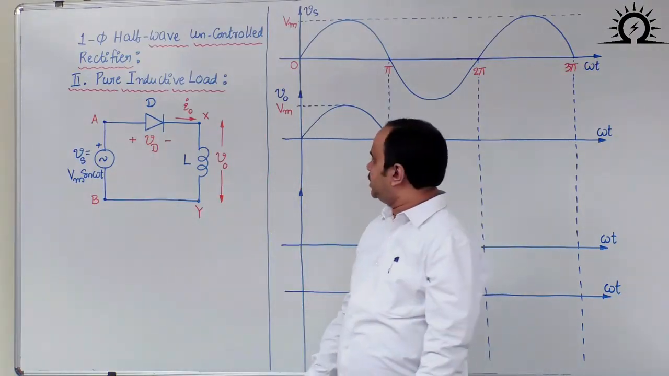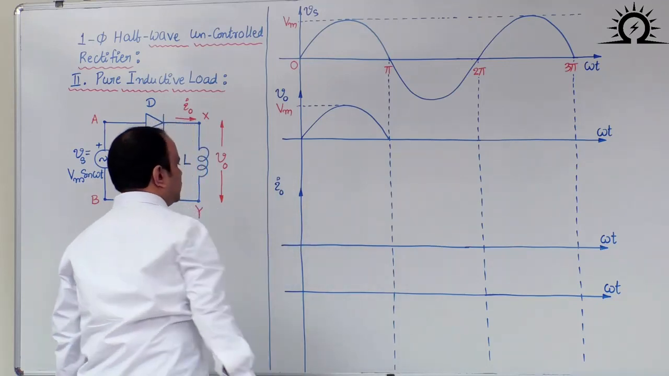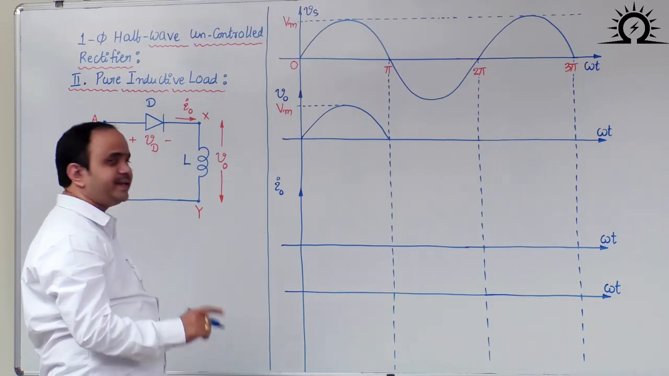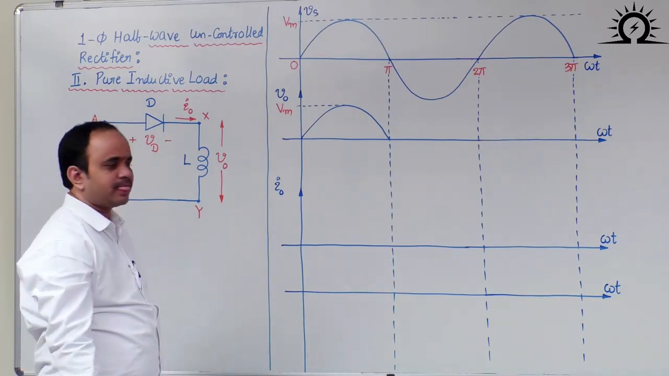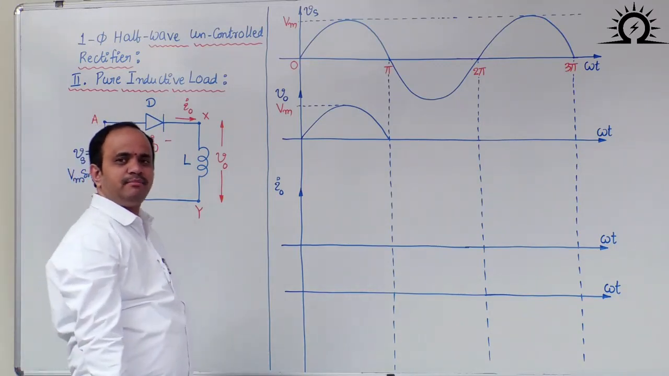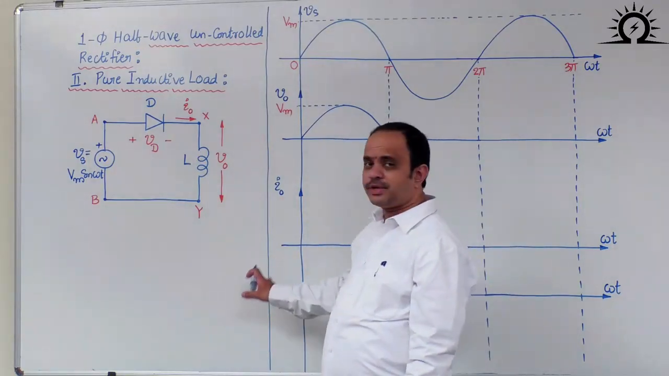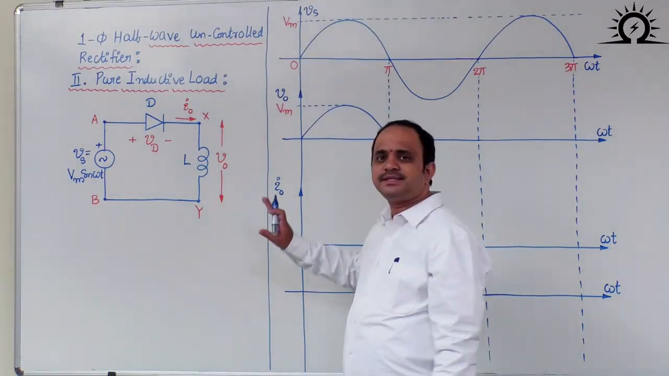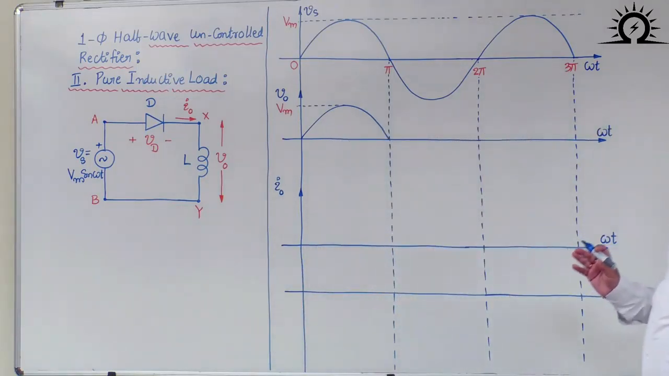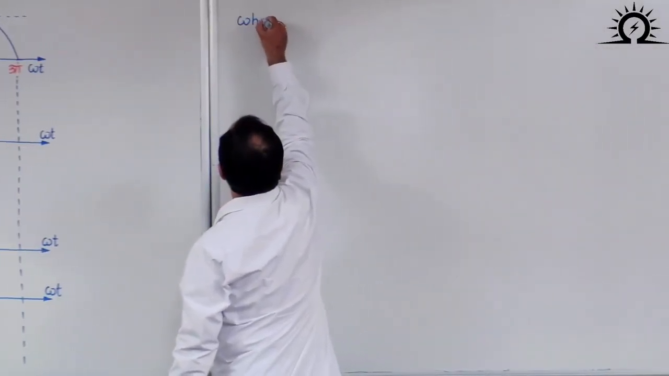After this, in order to draw output current waveform, we should look into what is the equation for that. Now, in case of resistive load, what was the equation we have? Vm by R multiplied with sin omega t. Now, in this particular case, whether we will get the same equation or not, let us see. Suppose when diode is turned on, what is the equation?